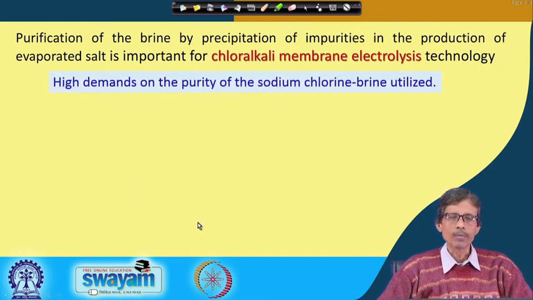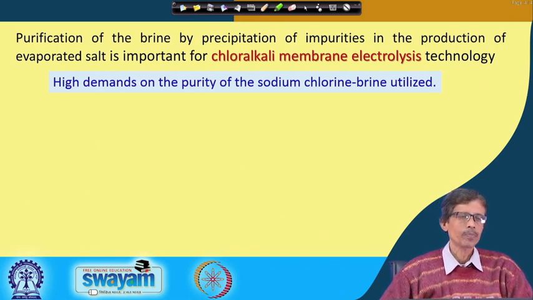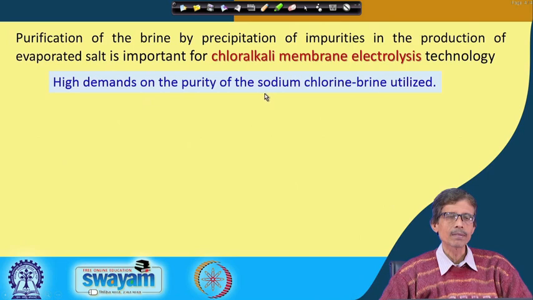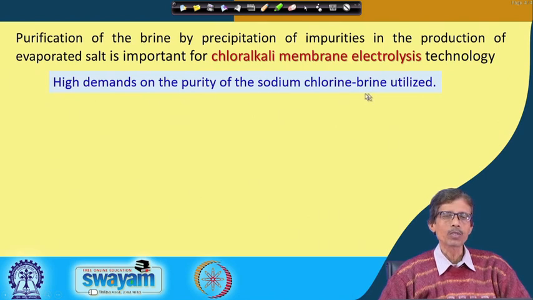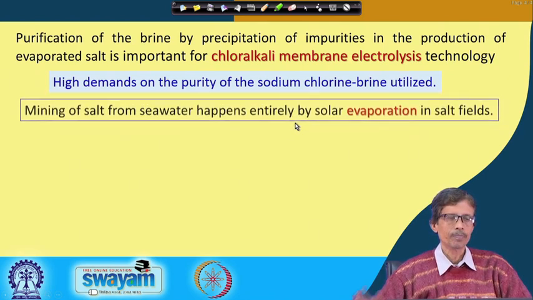So, for the simultaneous production of these three things, luckily we can have the two components, that means the chlorine and the hydrogen, in two different chambers, and the sodium hydroxide being produced also remains in the electrolytic chamber. So, for getting this sodium chloride brine, that means the sodium chloride present in the brine, there are high demands on the purity of the sodium chloride brine you can use for your production.